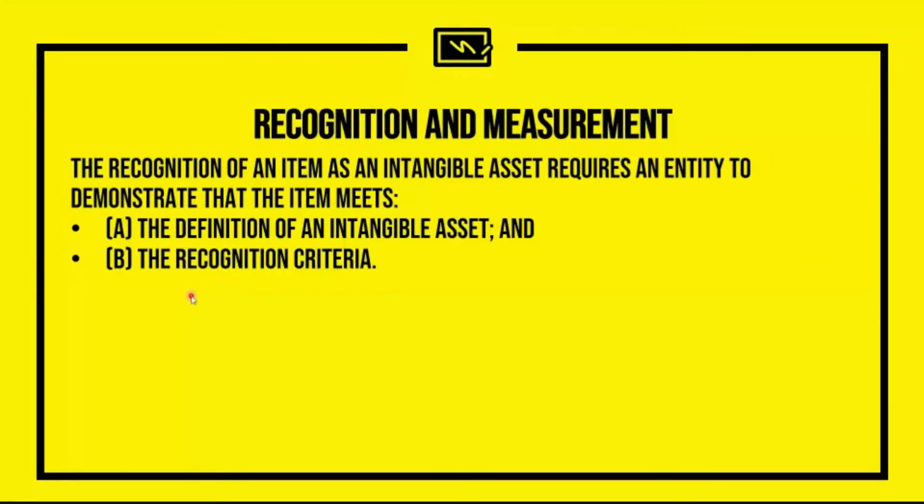Next, with all of those definitions and all of those criteria relating to intangible assets, assuming all of those are already satisfied by a particular asset, then we can now recognize that asset. For recognition and measurement, the standard specifically states that the recognition of an item as an intangible asset requires an entity to demonstrate that the asset we are trying to recognize under IAS 38 is able to meet the definition of an intangible asset and the recognition criteria.